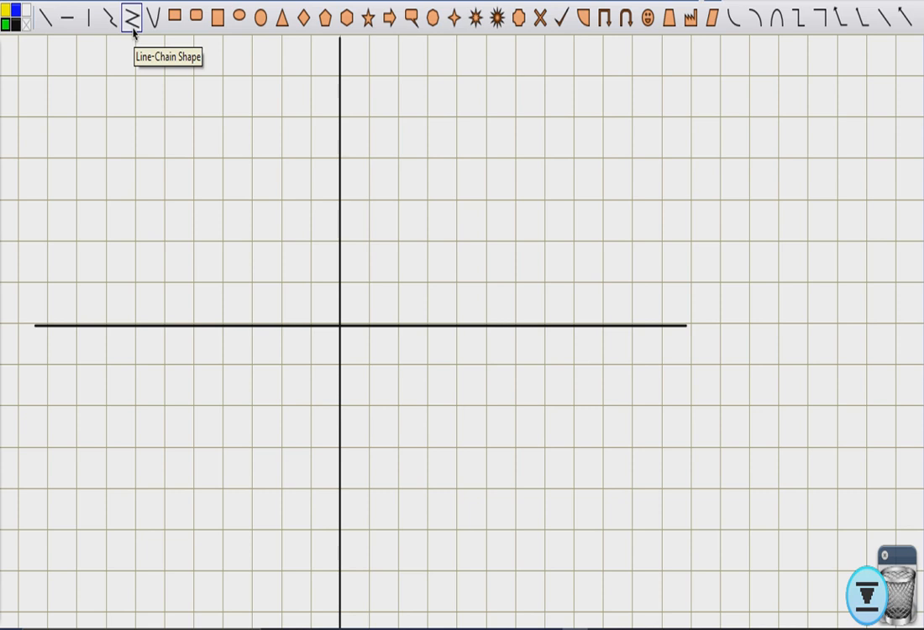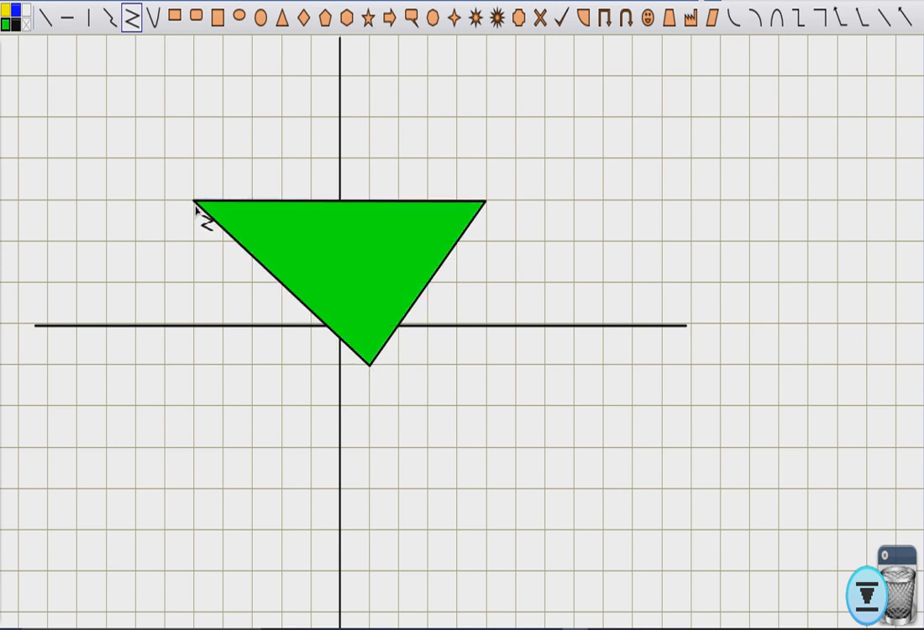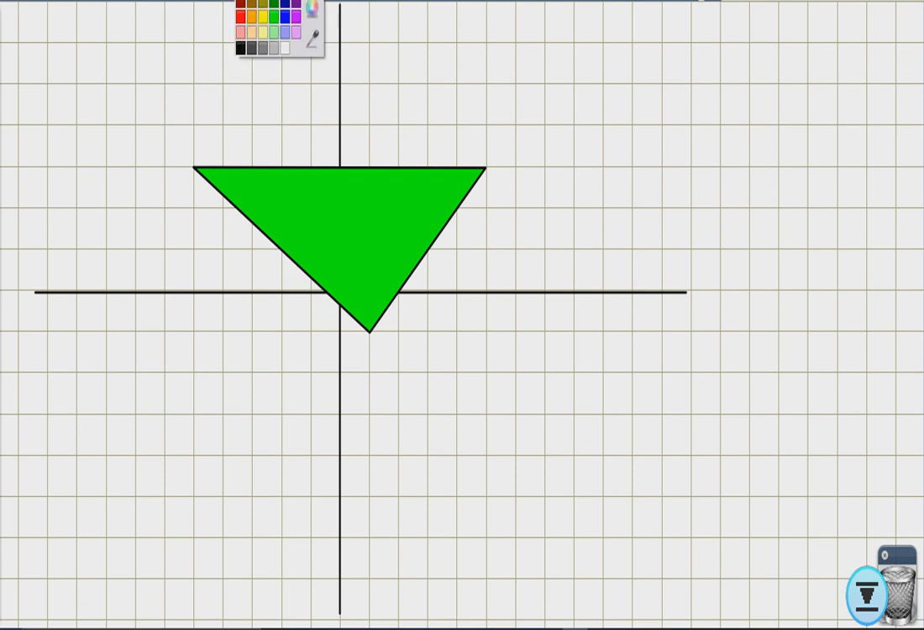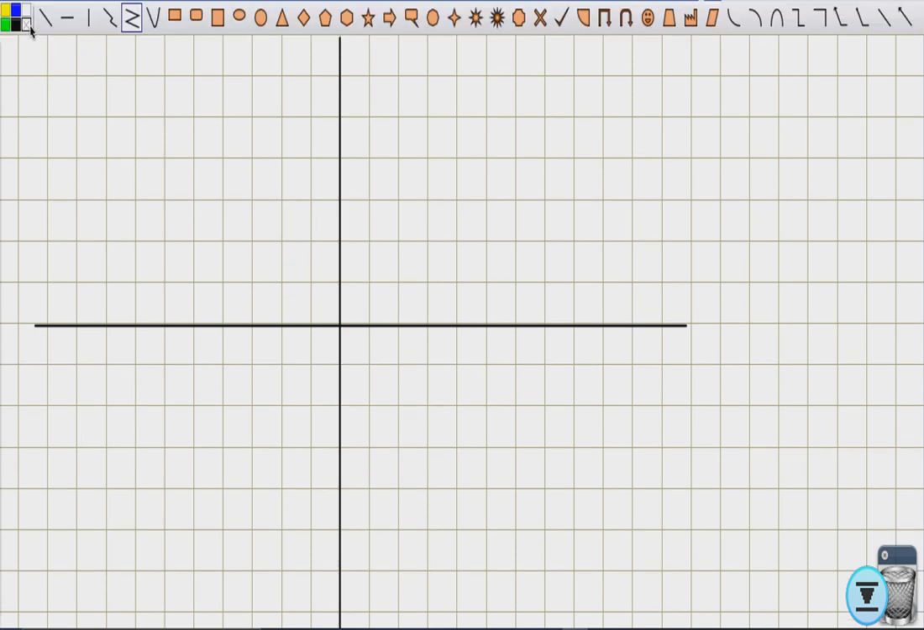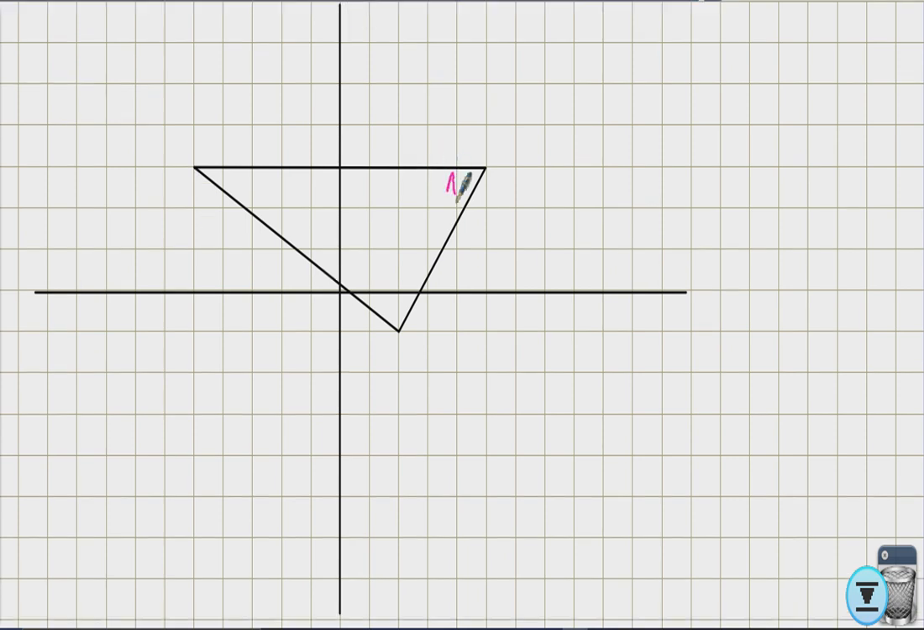So we're going to have a shape. Let's draw it again, because I didn't want to fill it up. This is my shape. I'm going to call it A. Alright, this is shape A.